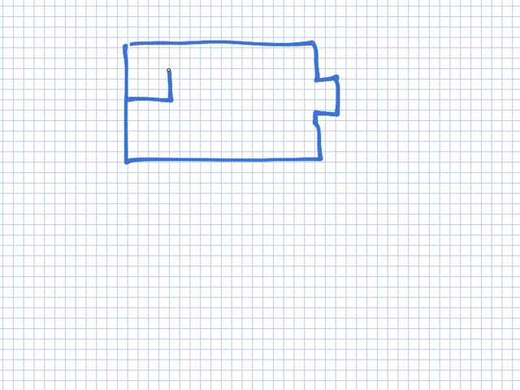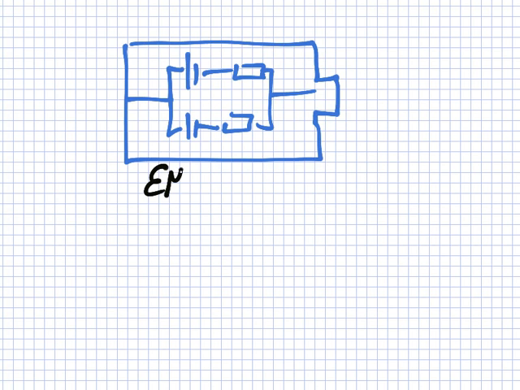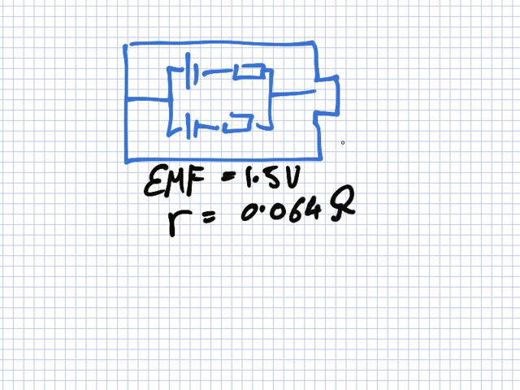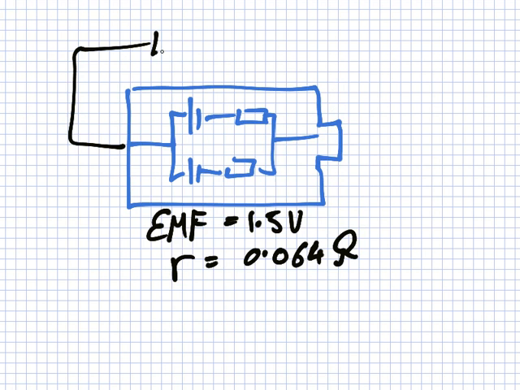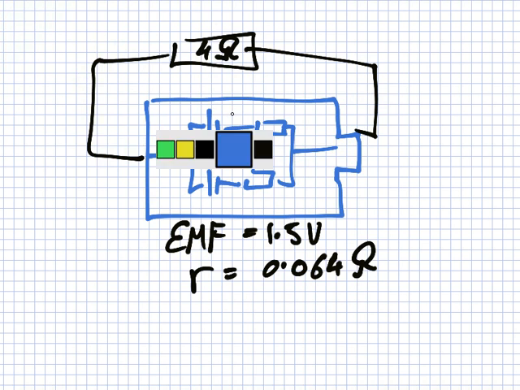We put the 2 of them together, and we have the 2 resistors together. So this has an EMF of 1.5 volts and an internal resistance, what was it, 0.064 ohms. And this is connected to a 4 ohm resistor. And we want to know what is the voltage across the terminals. So, what would be the absolute easiest, laziest way to do this for 2 marks?